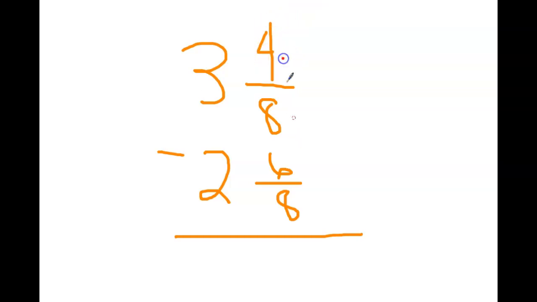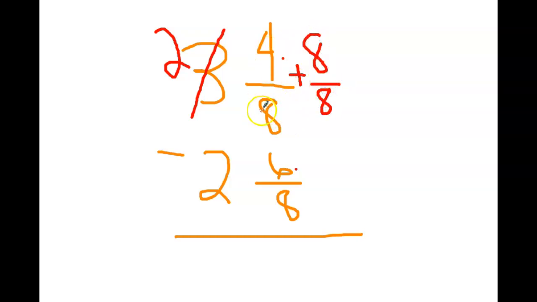I know I cannot do 4 minus 6, right? So what I have to do is take a whole. So we're going to go next door and borrow a whole from this 3. That means if I take a whole away from the 3, my 3 becomes a 2, right? And then I have to add a whole here. But what fraction represents a whole? 8/8 represents a whole because my denominator is 8. So I'm adding 8/8 to 4/8.